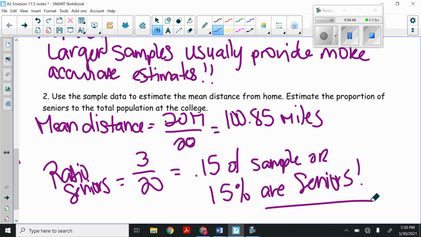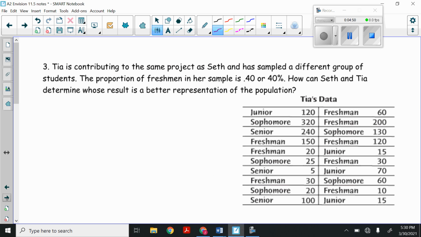All right, example number 3. It says Tia is contributing to the same project as Seth and has sampled a different group of students. The proportion of freshmen in her sample is 0.4 or 40%. How can Seth and Tia determine whose result is a better representation of the population? We can have everyone in their class complete the survey.